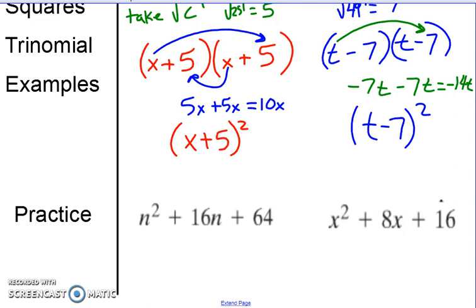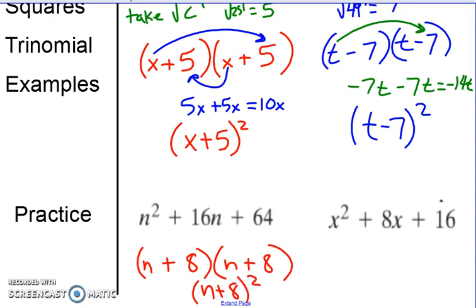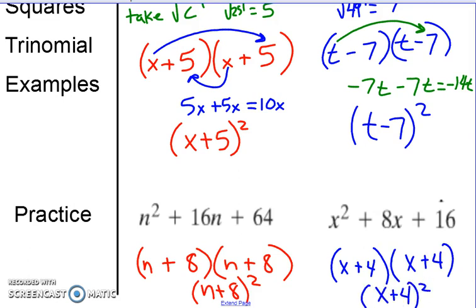So I'm just going to put the answers up here. So if we're splitting this up in these perfect squares, okay, n and n, we're going to have plus and plus. We're going to have 8 and 8. So shorthand would be n plus 8 squared. And then over here, square root of 16 would be 4. So we'd have x plus 4 times x plus 4. And that would be x plus 4 squared.